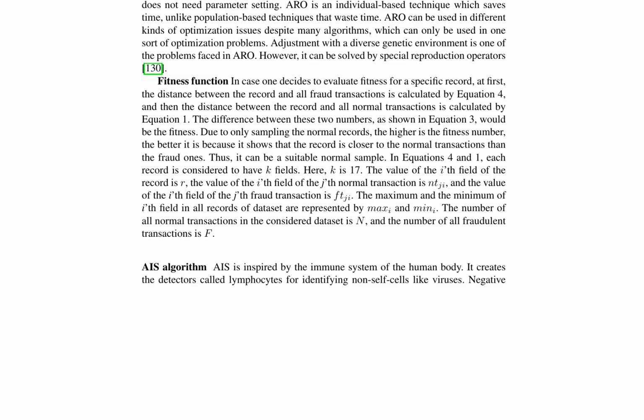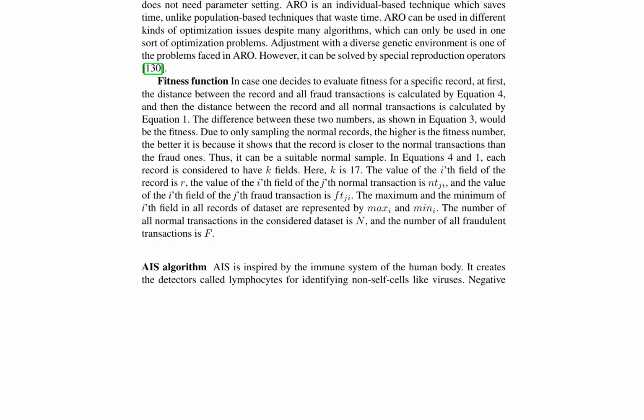The higher the fitness number, the better the record, as it indicates closeness to normal transactions and distance from fraud ones. On the other hand, the ICE algorithm draws inspiration from the human immune system, employing negative and clonal selection stages to create detectors called lymphocytes. These detectors react to non-self cells, such as viruses, and protect the body against them.